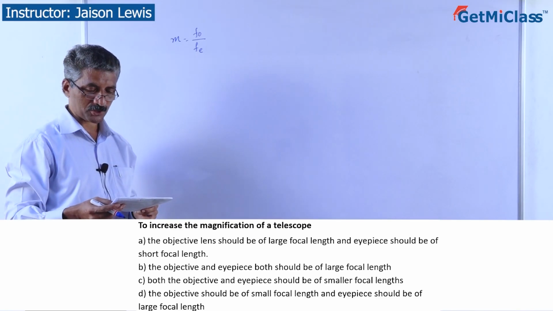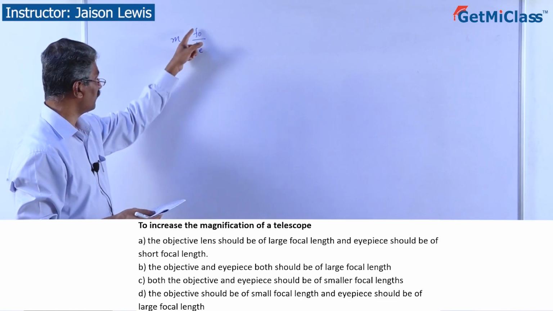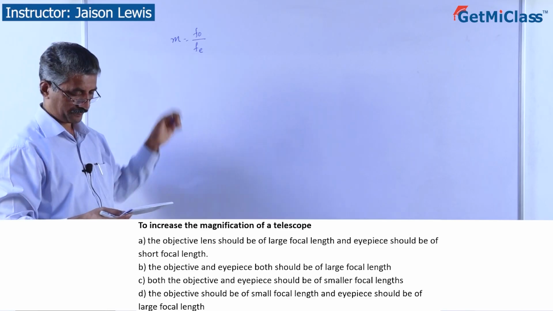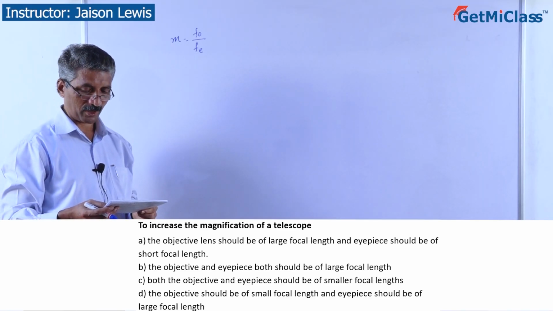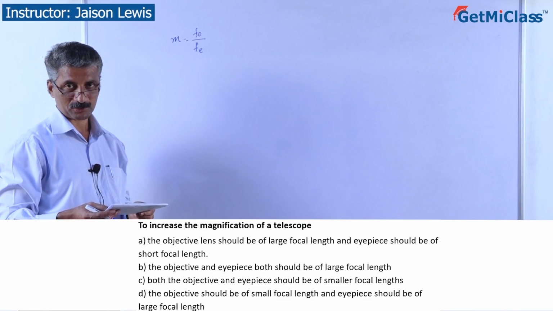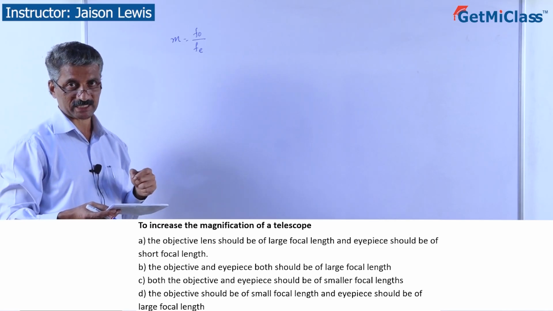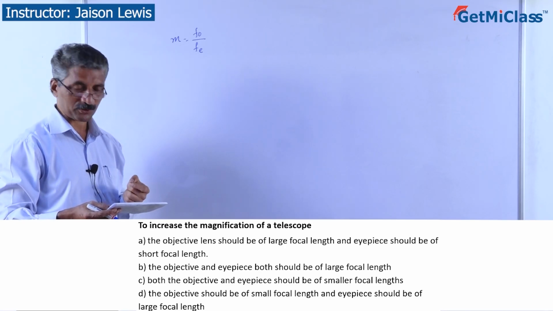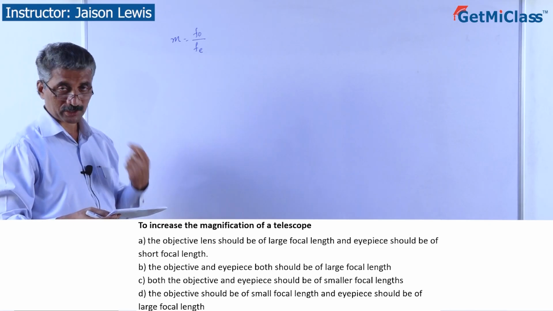Both objective and eyepiece should have a smaller focal length. If it is a smaller value, M also has a small value. The objective should have a small focal length and the eyepiece should be larger. So the magnification decreases.